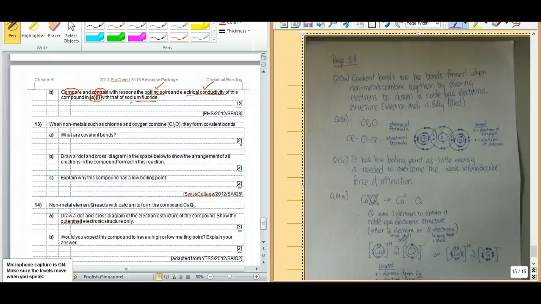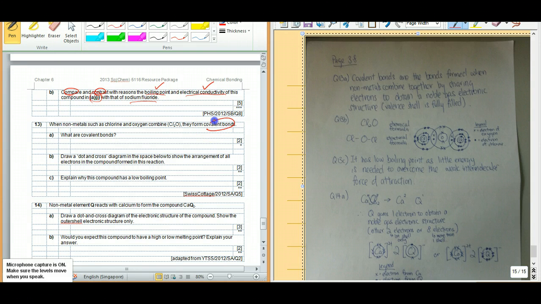Bonding essay question 13. In question 13, it says that when non-metals such as chlorine and oxygen combine, they form Cl2O. They are covalent bonds. They form covalent bonds here. So what are covalent bonds?